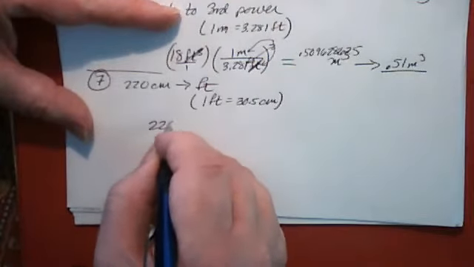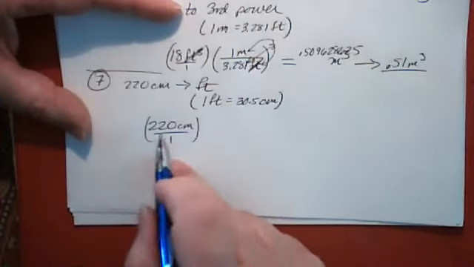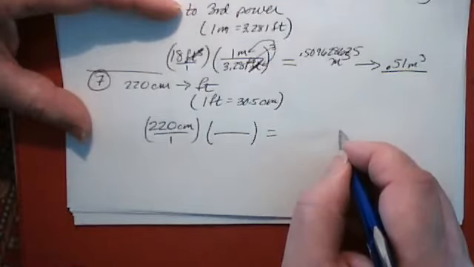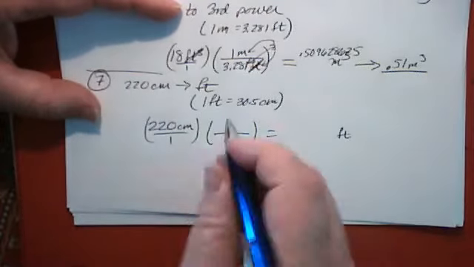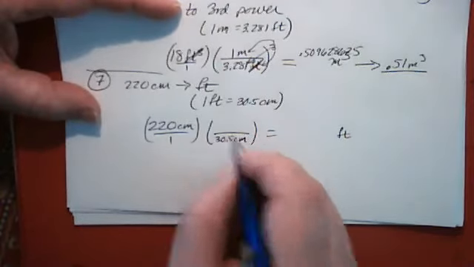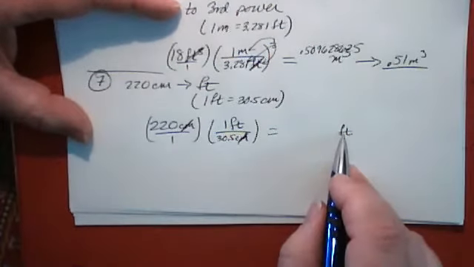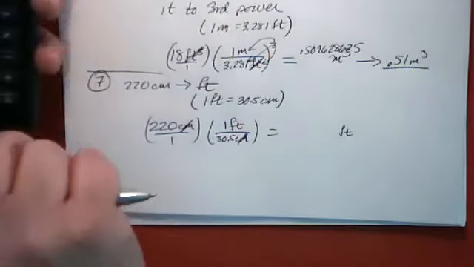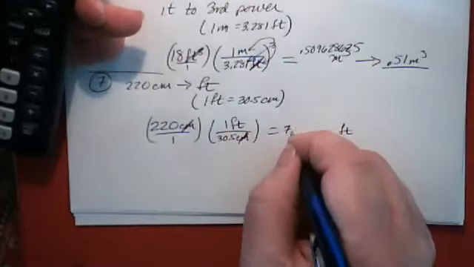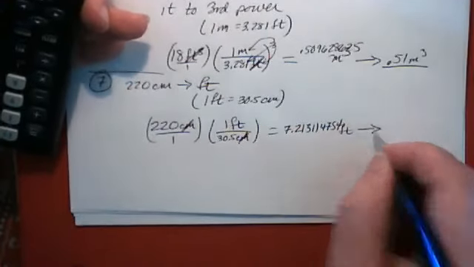So we start out with what we're given, 220 centimeters, and I'm going to write that over 1 just to remind us that this is in the numerator. We need our conversion factor, and then hopefully we'll get something in feet. For the conversion factor, we want the centimeters on the bottom, and we want the foot on top. So the centimeters will cancel, and we'll end up with feet as the unit. 220 divided by 30.5 gives us 7.213114754, which is obviously too many significant figures.